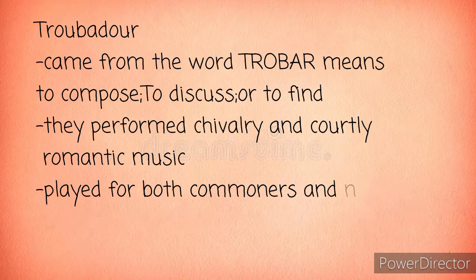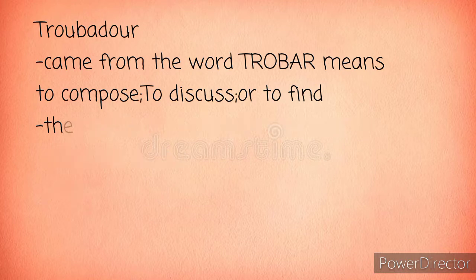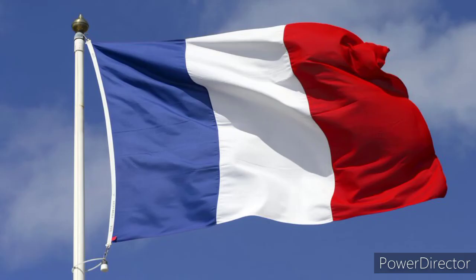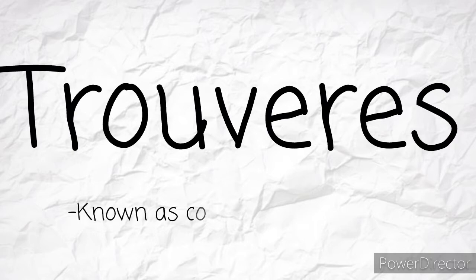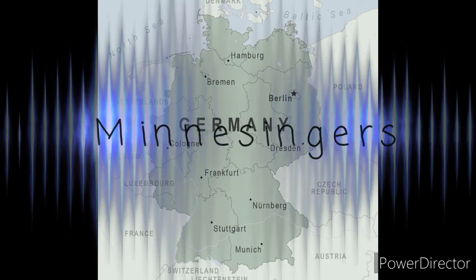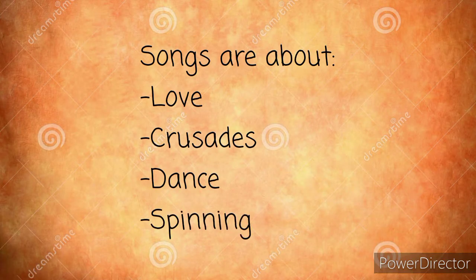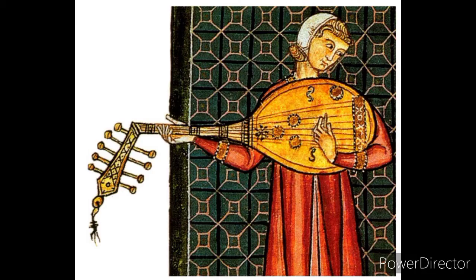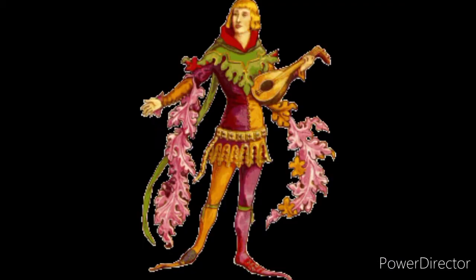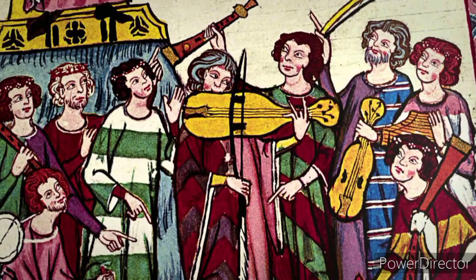Troubadour music was usually monophonic and sometimes with improvised accompaniment. It originated in France and is written in the French language. Troubadours were known as composer-performers. Their counterparts in Germany were called minnesingers. Their songs were about love, crusades, dance songs, and spinning songs. The notation of their songs does not show rhythm. There were also minstrels and jongleurs, who were acrobat performers and considered the lowest social level.